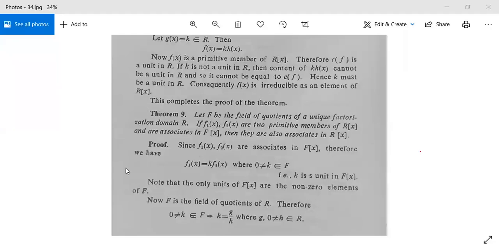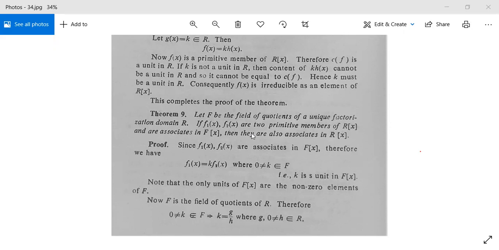Now let us move to our next theorem. This theorem says, let F be the field of quotients. In our earlier class, we have seen the definition of field of quotients of a unique factorization domain R. If f1 and f2 are two primitive members of R[x]. Primitive members means their coefficients are having greatest common divisor and are associates in F[x], then they are also associates in R[x].